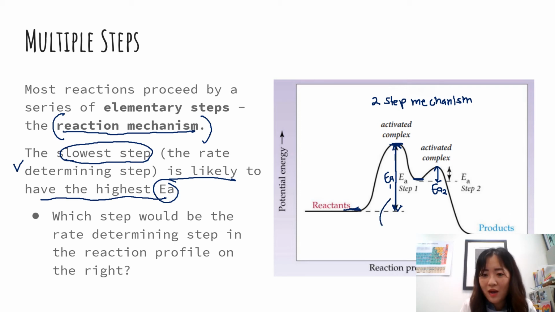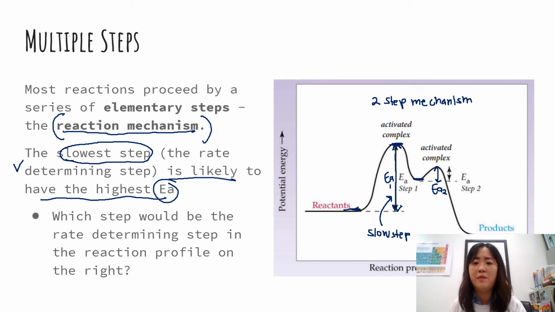So we could tell that this guy right here is going to be the slow step. It means that the collisions that have to occur for step one have a lot more energy requirement, right? So the collisions, they need enough energy to overcome this activation energy, and it's a lot higher than it is for EA2. So we could see just based on the graph and the activation energies that are provided that step one is going to be our slow step.